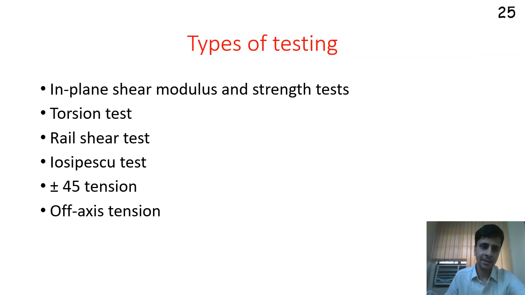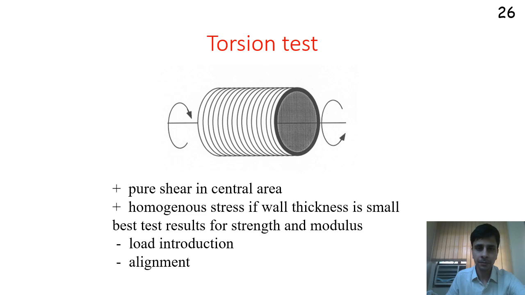There are a large number of tests. Each of them has its own advantage and disadvantage. Quickly let us look at each one of them. The first one, which all of you are familiar with, is the torsion test. You take a circular sample, you apply a torsion load. The advantage is that it is simple, it is well known. You have pure shear in the central area. If the wall thickness is small, it is more or less homogeneous. But the problem is alignment. Some degree of misalignment can give you wildly varying results, and introducing the load is sometimes difficult. So if I have a thin walled circular specimen, this is a good test, otherwise not.